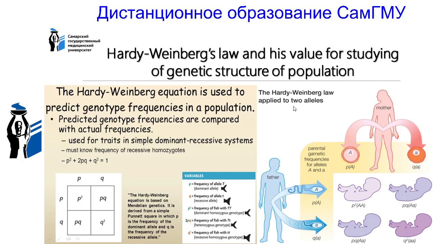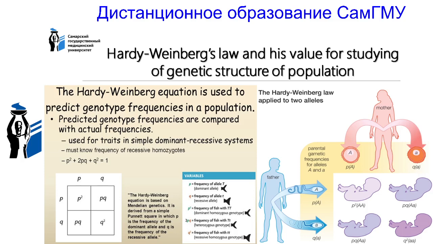This formula should be deduced using genetic reasoning. Let us assume that in the gene pool of a population, the dominant allele occurs with frequency P and the recessive allele with frequency Q. Then in the same population, female and male gametes will carry allele A, big A, with frequency P, and allele a, small, with frequency Q.